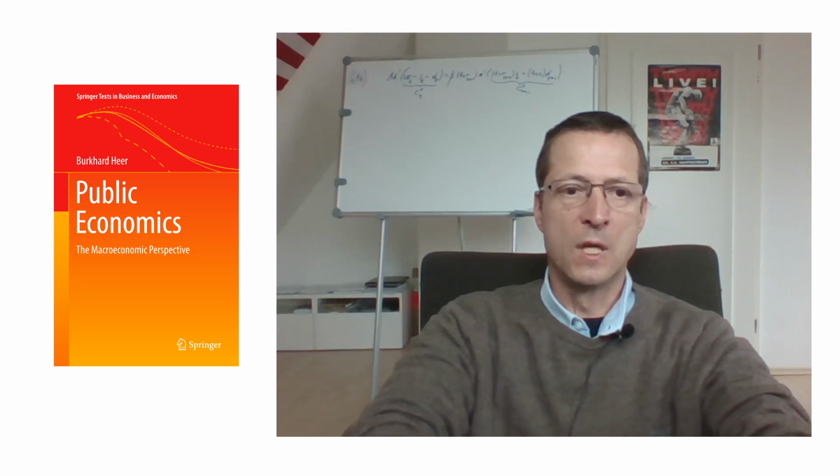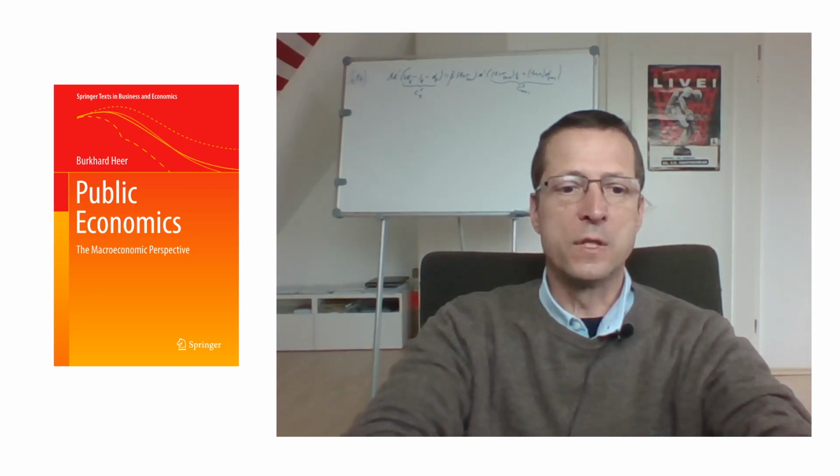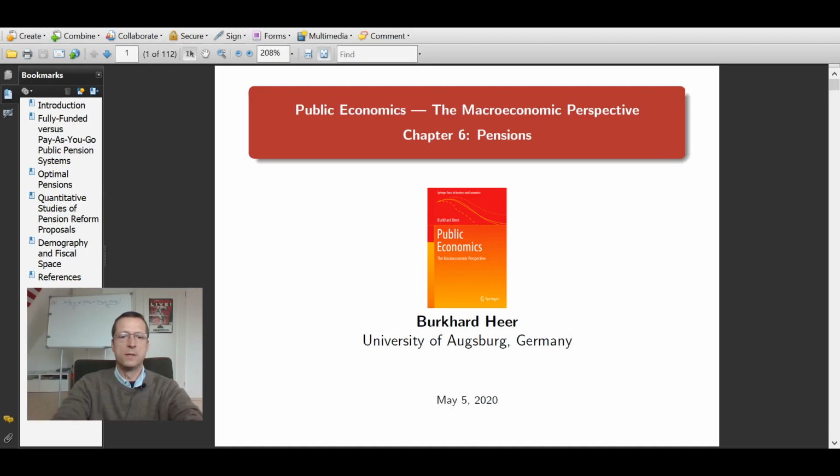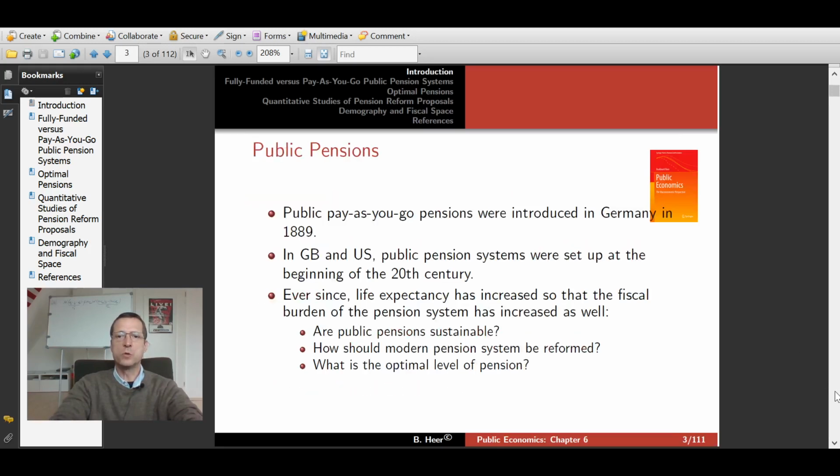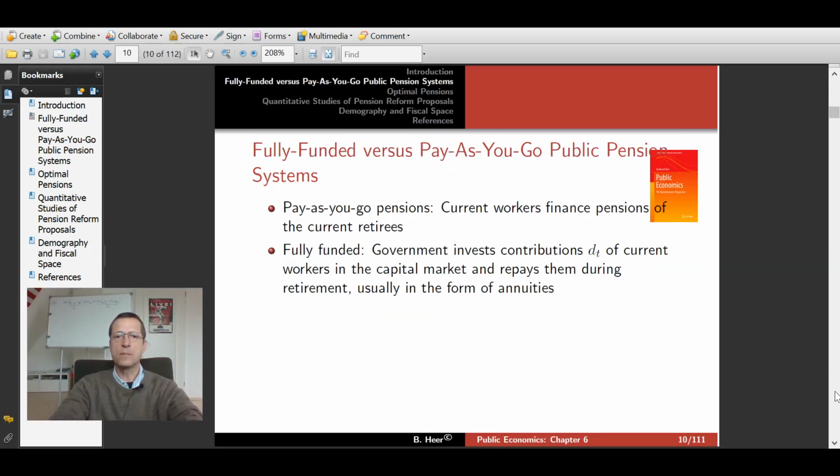6.3. Please download the slides from my homepage on chapter 6 pensions, and let's go to page 10, where chapter 6.3, fully funded versus pay-as-you-go public pension system, starts. So as I mentioned, pay-as-you-go pensions take income from the current workers to finance pensions for the current retirees. Usually this income is taken as a levy, as a tax on your earnings, on your labor income.